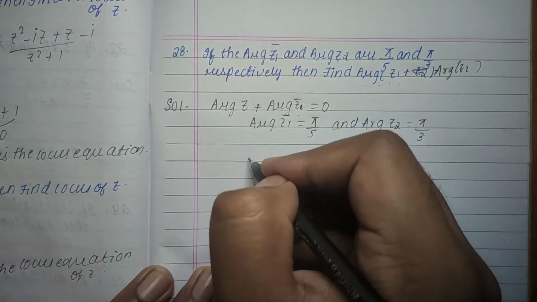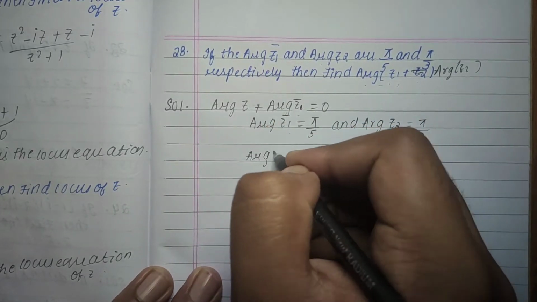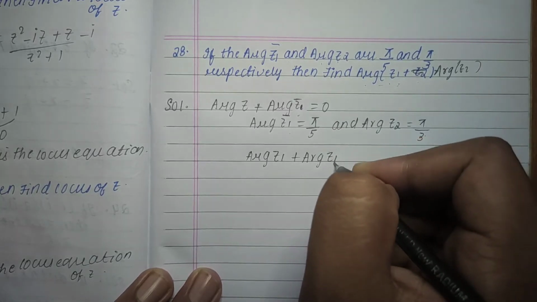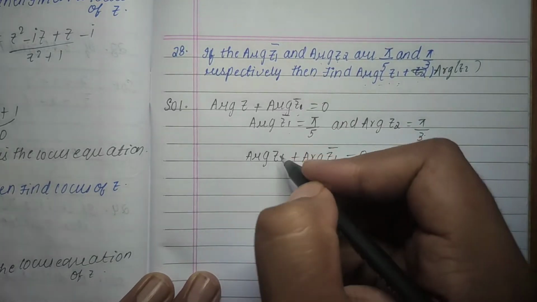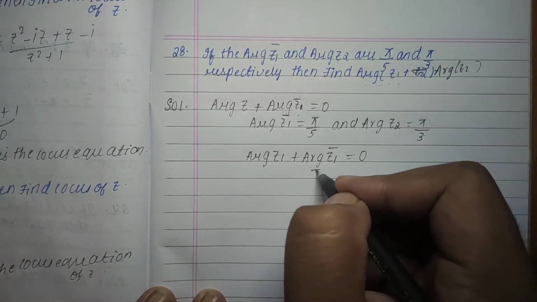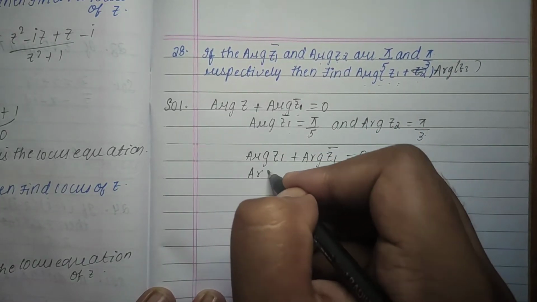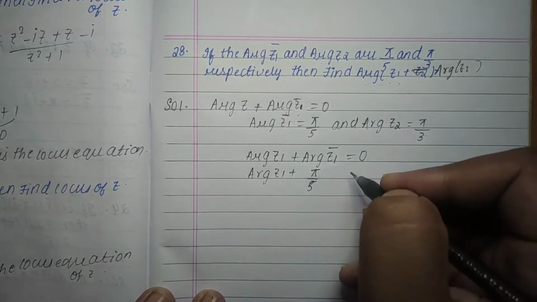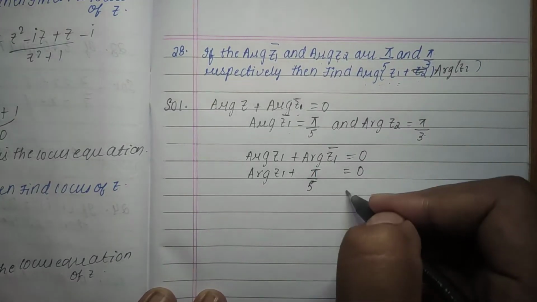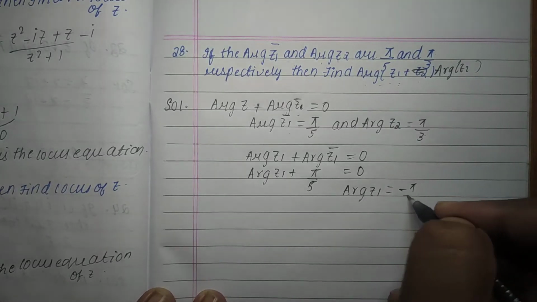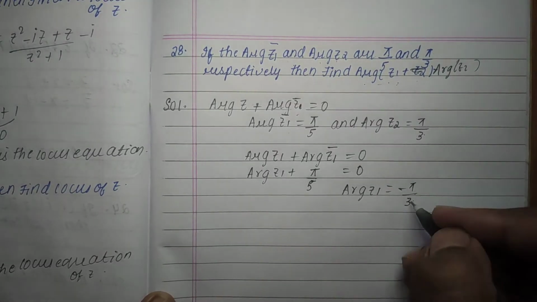Applying in this formula, arg z1 plus arg z1 bar is equal to 0. The value of arg z1 bar is pi by 5. Arg z1 plus pi by 5 is equal to 0. So the value of arg z1 is minus pi by 5, sorry.